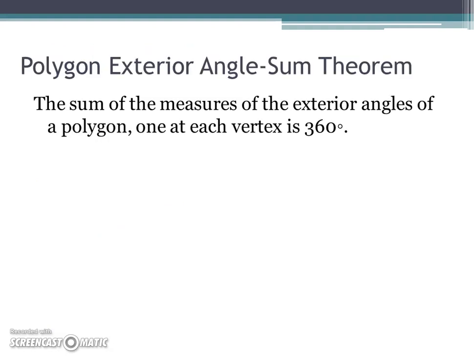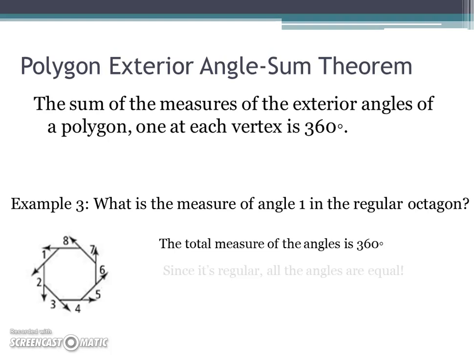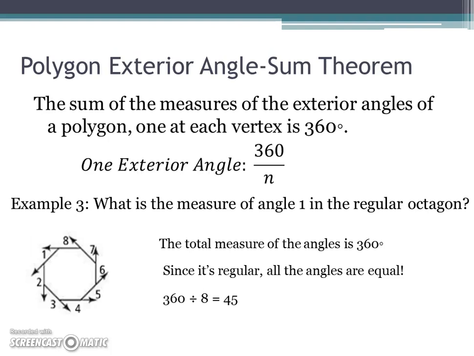So to find one exterior angle on a regular polygon, we do 360 divided by n, meaning the number of sides. So here an octagon, we're going to do 360 divided by 8. And we find that one exterior angle on an octagon is 45 degrees. So our formula again is 360 divided by n.